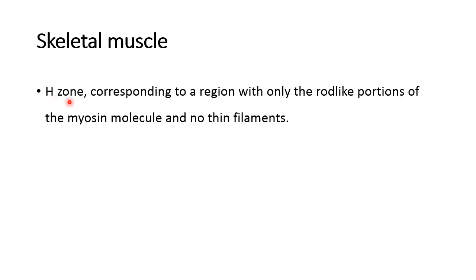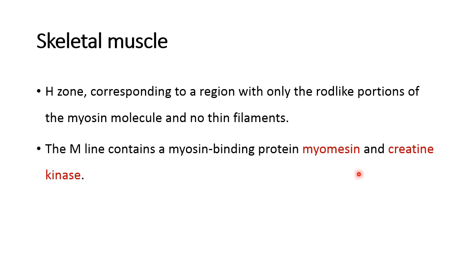The H zone is the lighter part in the middle of the A band, where we find only the part of the myosin molecule and there are no thin filaments. The M line contains a myosin binding protein called myomesin and the enzyme creatine kinase. So the M line contains a myosin binding protein, myomesin, and creatine kinase.